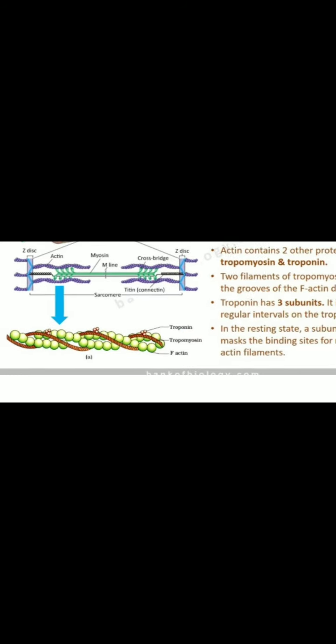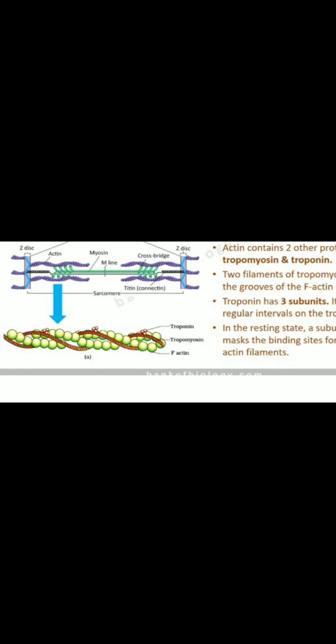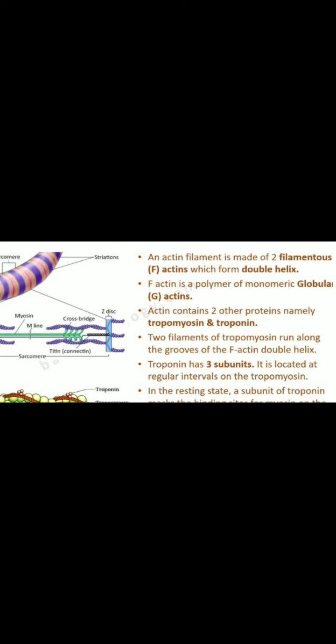Coming to some contractile proteins, the structure of contractile proteins, that is actin. Let us understand about actin first and then about myosin. Actin filament: an actin filament is made up of two filamentous actins which form a double helix. You can check out the yellow diagram given over there, how a double of F-actin, filamentous actins, forms a double helix.